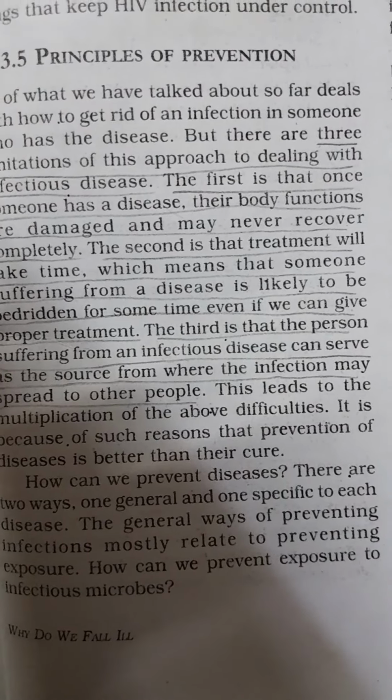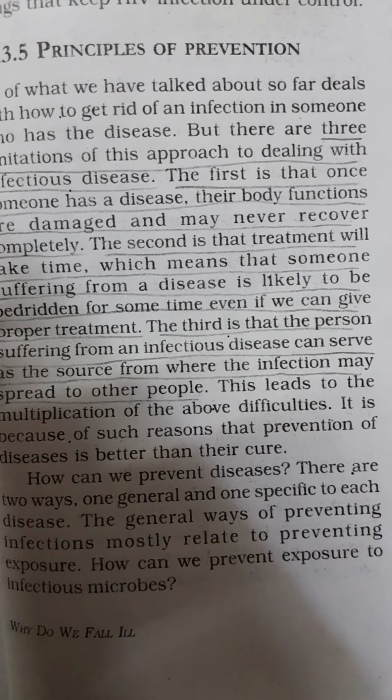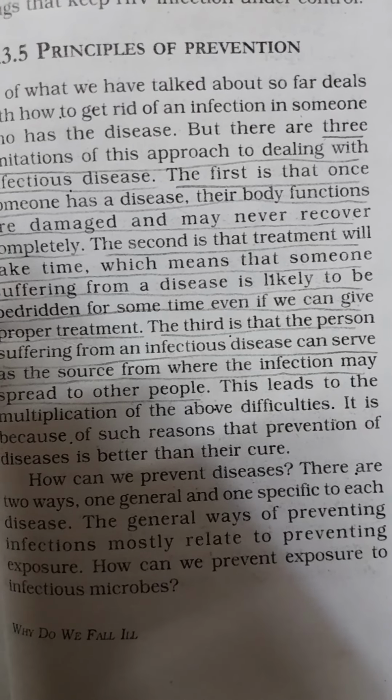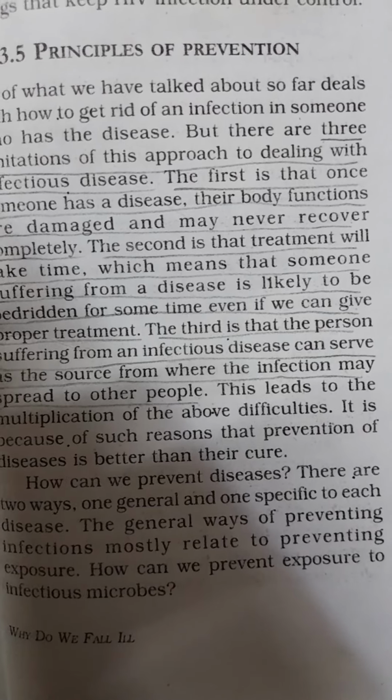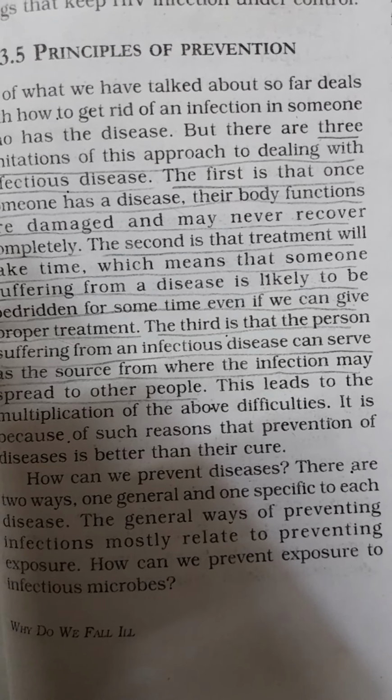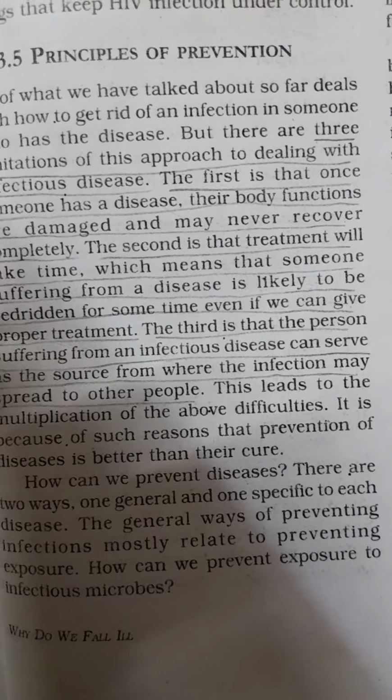So, how do we prevent diseases? There are two ways, one general way and one specific way for each disease. The general way of preventing infections mostly relates to preventing exposure.